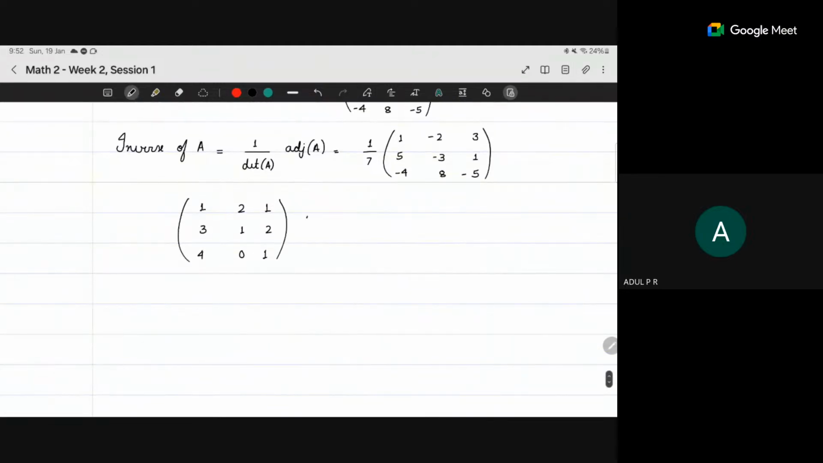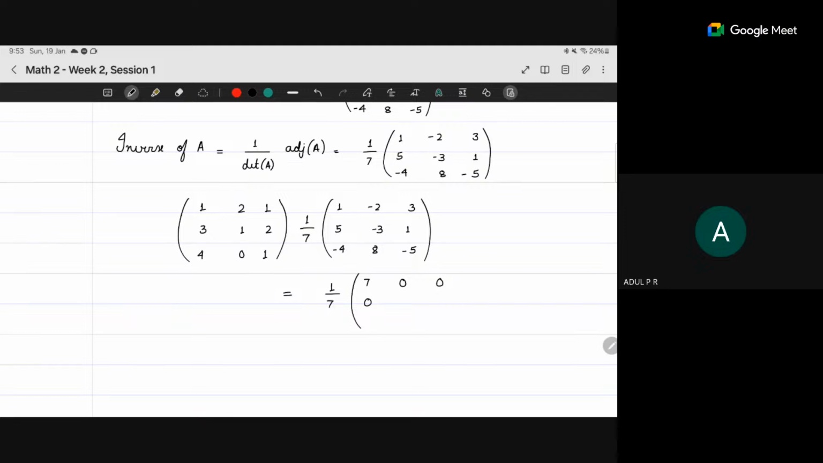And let us do this matrix multiplication. 5, minus 3, 1, minus 4, 8, minus 5. The 1 by 7 we will keep outside and do this matrix multiplication. Let's try to do all of the entries. It's 1 plus 10 minus 4, which is 7. Next you have minus 2 minus 6, which is minus 8, plus 8, 0. Then you have 3 plus 2, 5, minus 5, 0. Next you have 3 plus 5, 8, minus 8, 0.